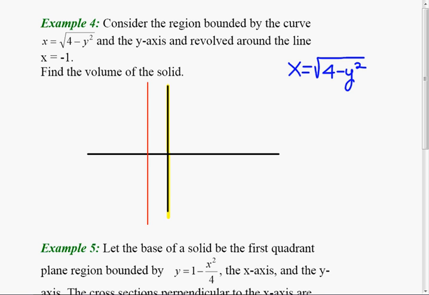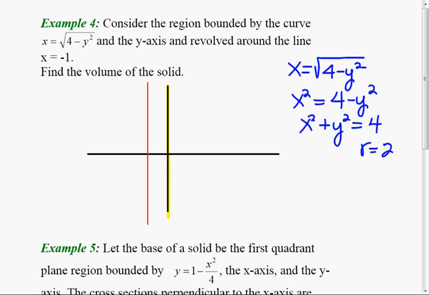What is that? Why is it a circle? If you square both sides, you get this. If you add y squared to both sides, you get, oops, that should be plus, x squared plus y squared equals 4. So it's a circle of radius 2. Now, this is not the top half of the circle. It's the right-hand side of the circle because it's x equals.